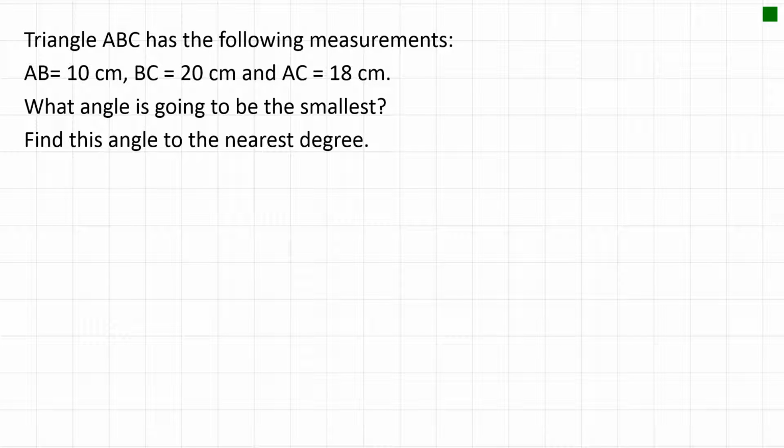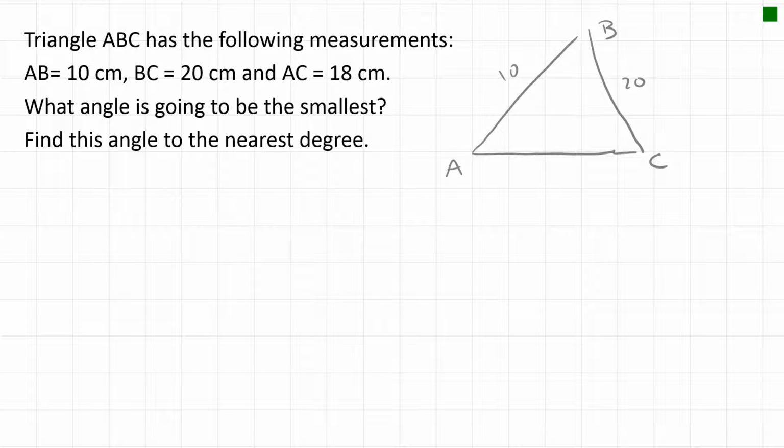So I'm going to draw, I don't have a picture of my triangle, so I'm going to draw a picture of a triangle. There we go. A, B, C. And I said, does this look reasonable? AB is 10, BC is 20, and AC is 18.